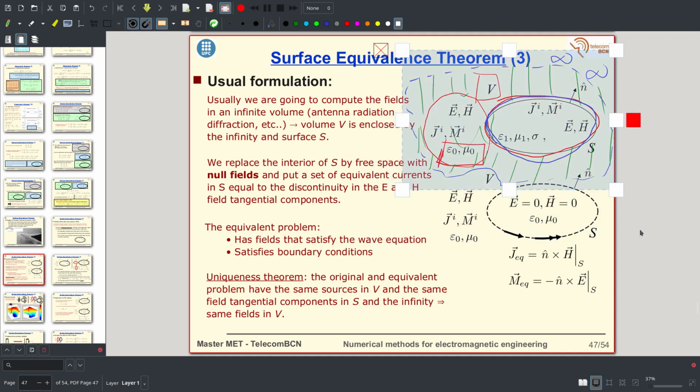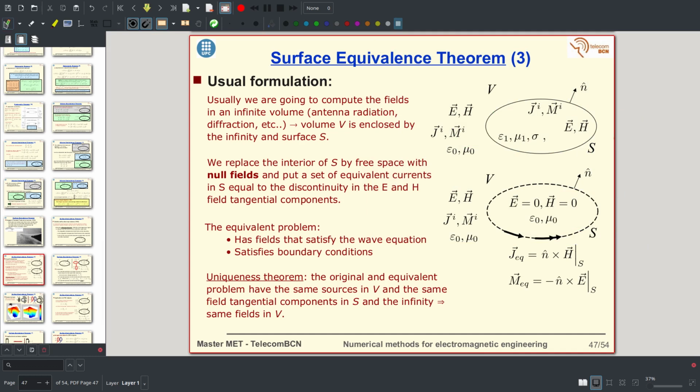So, as I said before, we apply uniqueness to volume V that is outside surface S and enclosed by infinity. Okay, then, in order to apply uniqueness, we define an equivalent problem. In the equivalent problem, we remove the object. So the object, epsilon 1, mu 1, the object is removed. Okay? And we replace the object by free space. Why by free space?